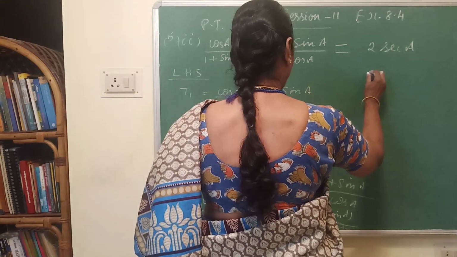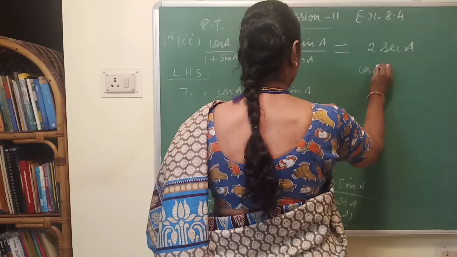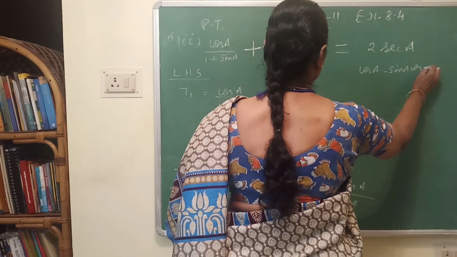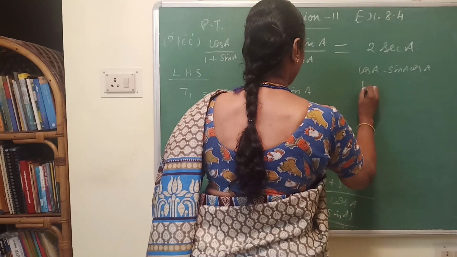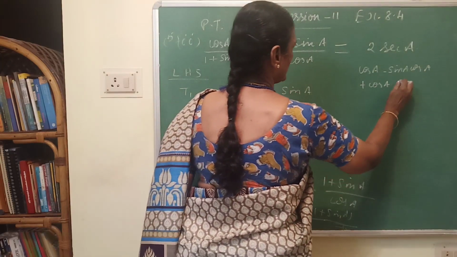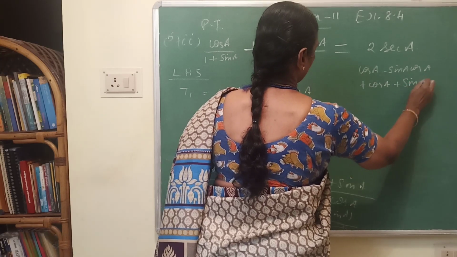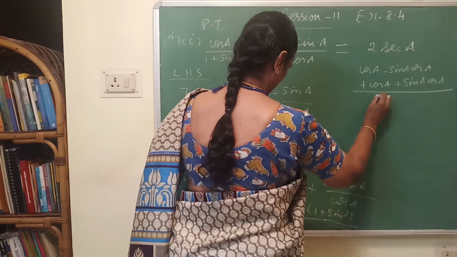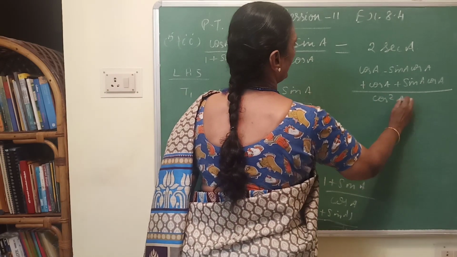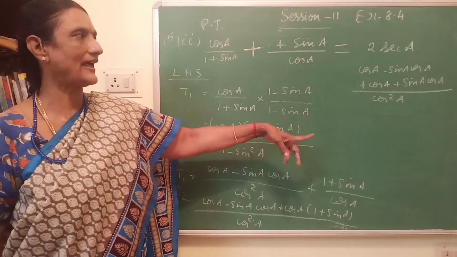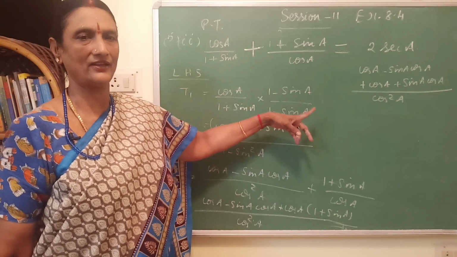The next step is to expand. If you expand the numerator, the first term is cos A minus sin A cos A, the second term I am just writing plus cos A, and then cos A into sin A gives you plus sin A cos A. Hope you have understood this step. And the common denominator is cos square A. Please go through this step.